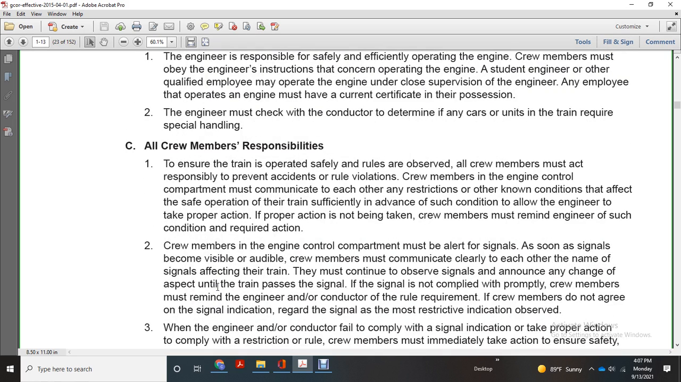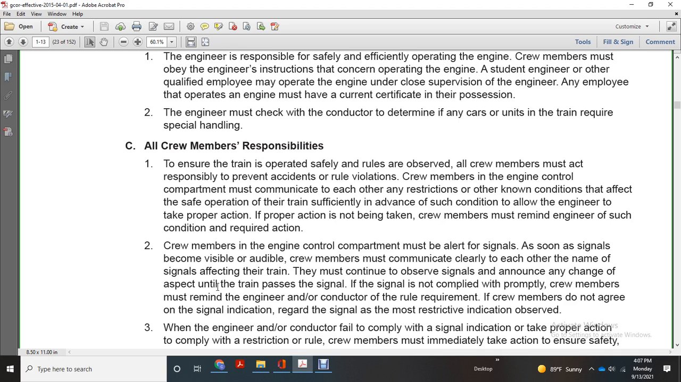All crew members are responsible for seeing that the train is operated safely and the rules are observed. All crew members must act responsibly to prevent accidents and rule violations. Crew members in the engine control compartment must communicate with each other any restrictions and other known conditions that affect the safety of the operation, sufficiently in advance to allow the engineer to take proper action. If proper action is not being taken, the crew members must remind the engineer of the condition requiring action. Crew members in the engine control compartment must be alert for all signals.